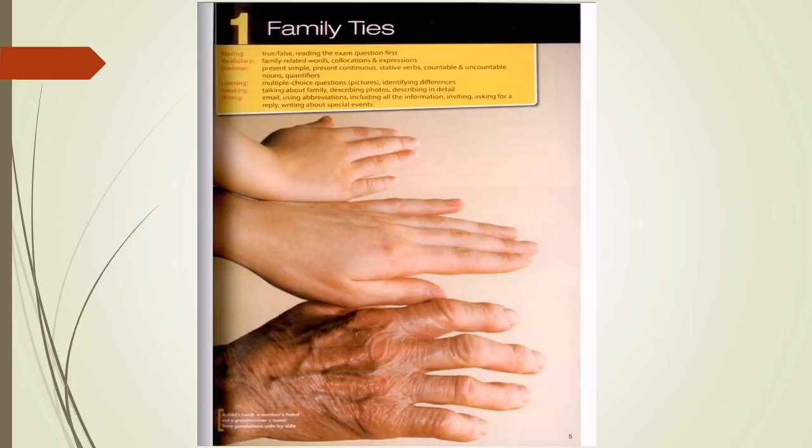Now, we are going to go to Unit 1, Family Ties. Please have a look at this picture. What can you see? Yes, a child's hand, a mother's hand, and a grandmother's hand. 3 generations side by side. So, what else can you see?